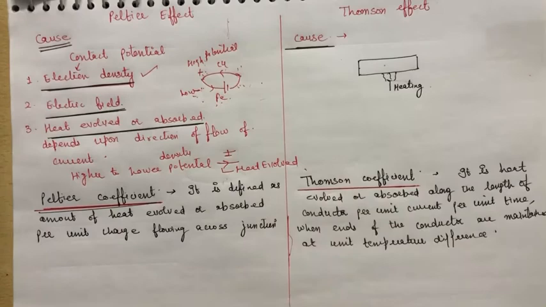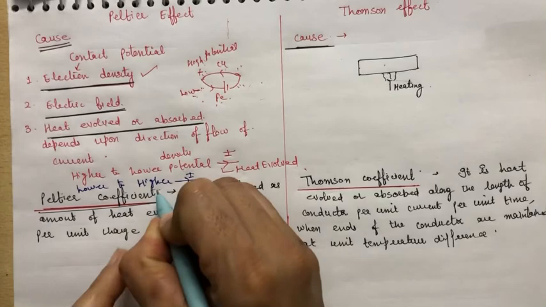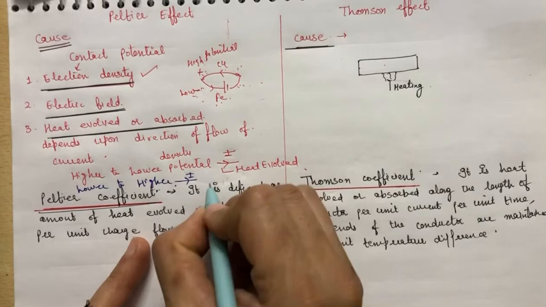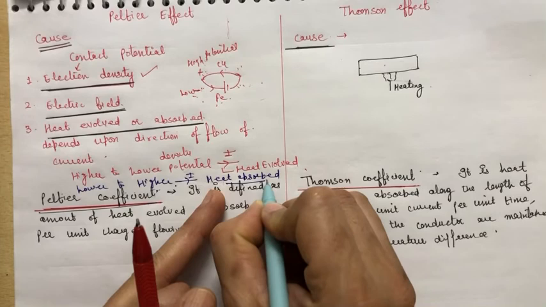And when current passes from lower to higher potential, lower to higher means energy is required. When energy is required, there is absorption, so here heat is absorbed. Heat is absorbed, so this junction cools. So here there is cooling and here there is heating.